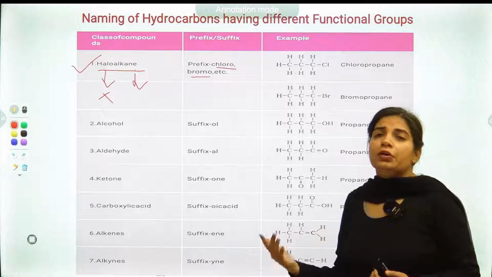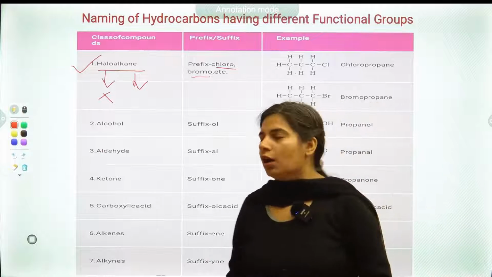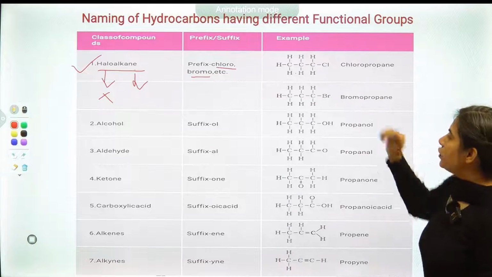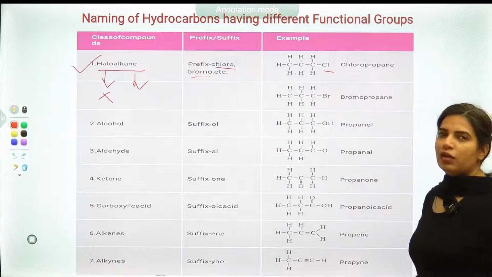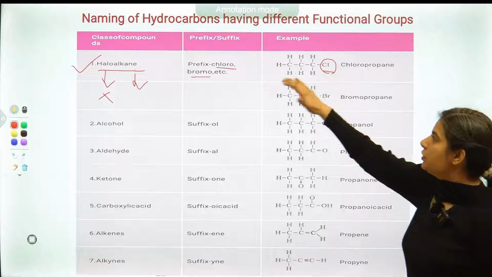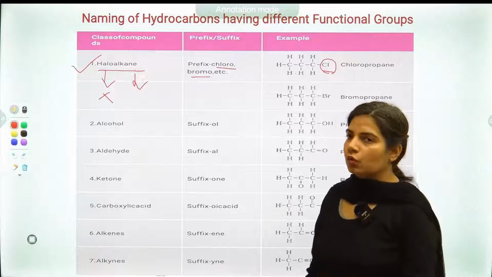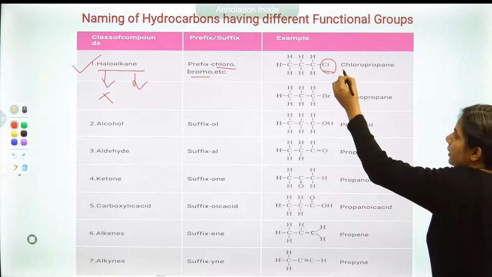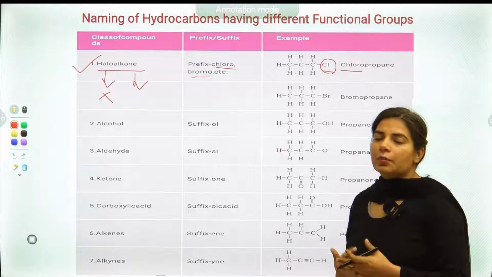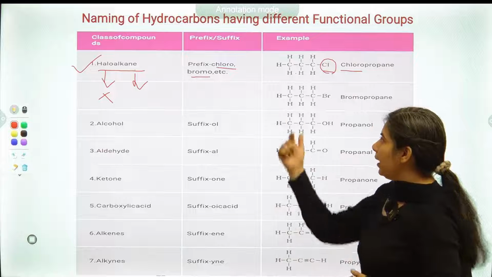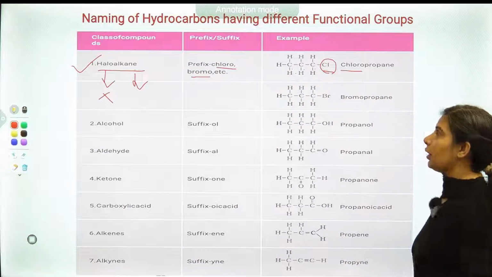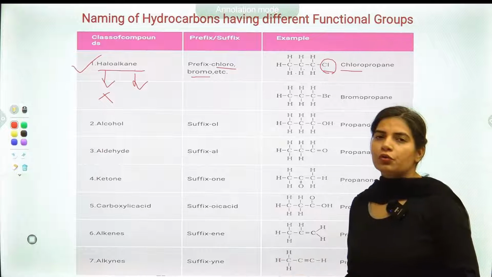So, how can we do naming of that? For naming, firstly, we have to mention the halogen group. In case of this example, the halogen group is chlorine. So, for chlorine, I am going to use the prefix chloro. So, firstly, I mention chloro. And now, I am going to see the number of carbons present in the molecule. And how many carbons are there? 1, 2, 3. So, for 3 carbons, we are going to use prop.